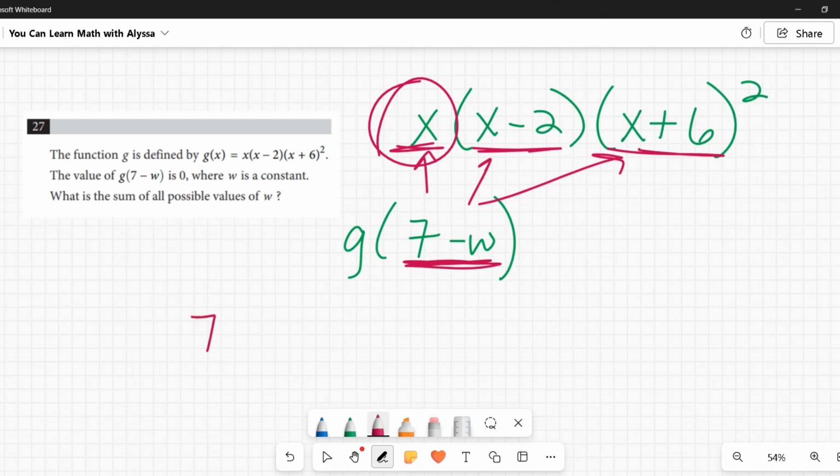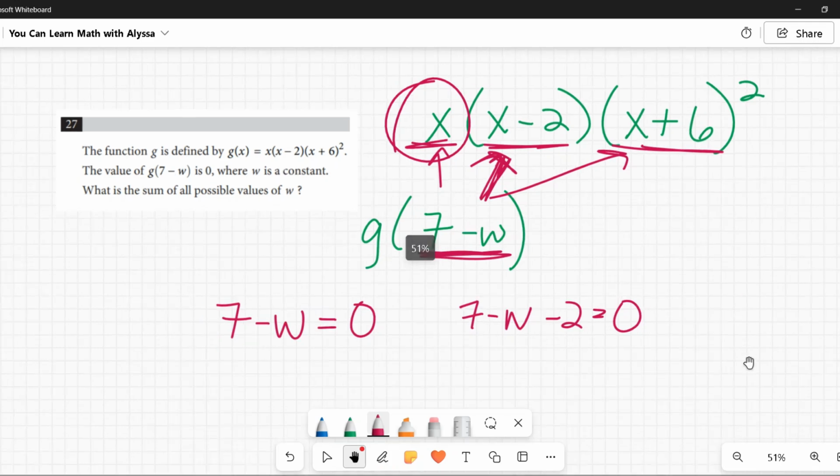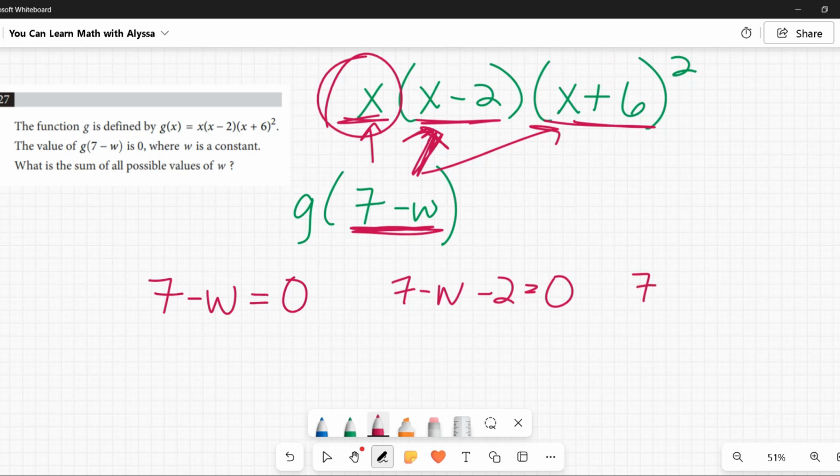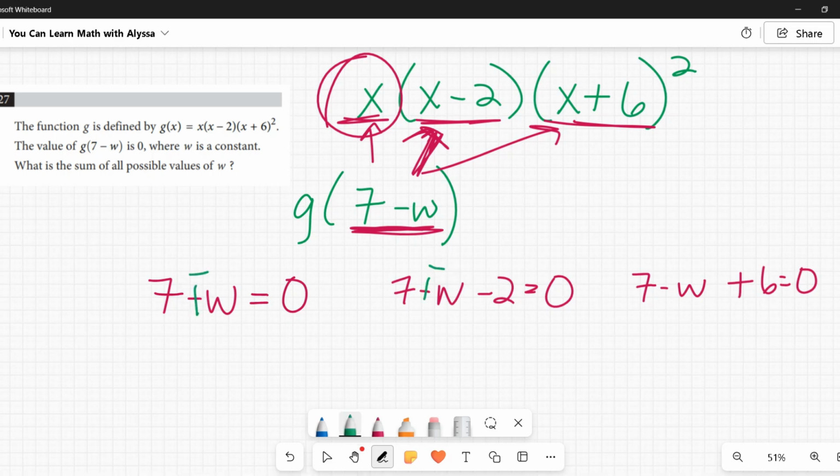So, okay, I plug in 7 minus w for x, so it's just now 7 minus w, and that may equal 0. All right, my second one here, 7 minus w for x, and then minus 2. That may equal 0. And then the last one, we have x plus 6. So, okay, 7 minus w in for x plus 6. That may equal 0. Now, I'm going to change the signs on all of these. Plus a negative, plus a negative, so we can combine like terms more easily.